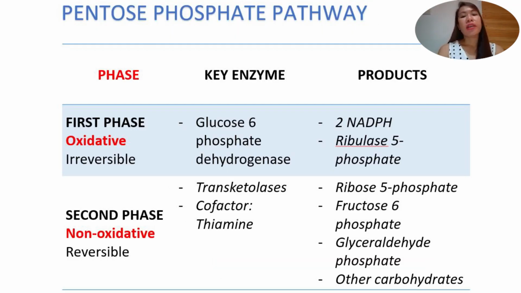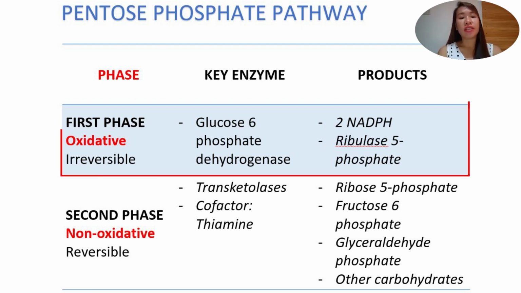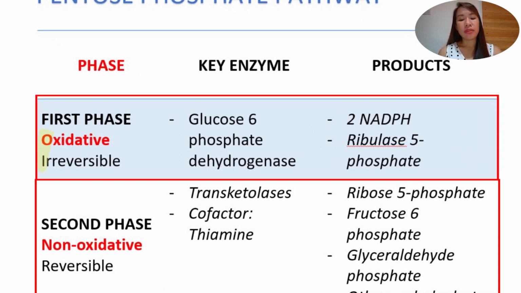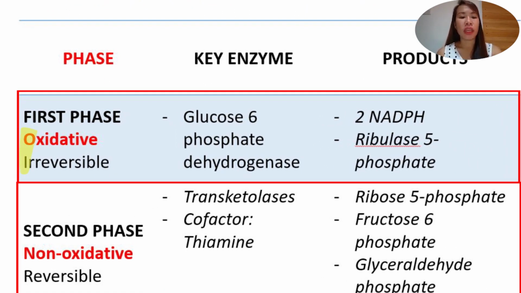So here, we have two phases. What occurs first is the oxidative phase, followed by the non-oxidative phase. So I want you to remember that. So it's the oxidative phase first that occurs. Now, ang mnemonic ko here when I was reviewing for the boards is OI. OI. The oxidative phase is the one that is irreversible, while the non-oxidative phase is the one that is reversible.